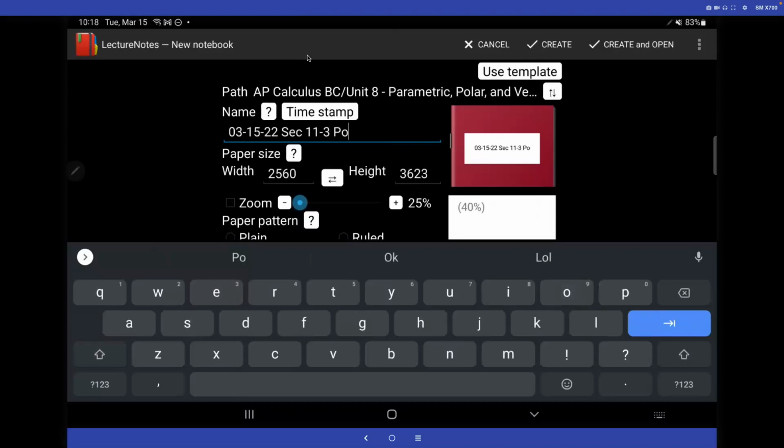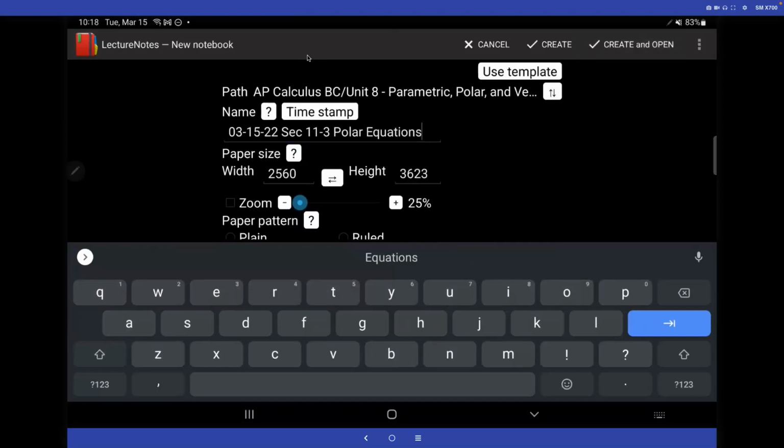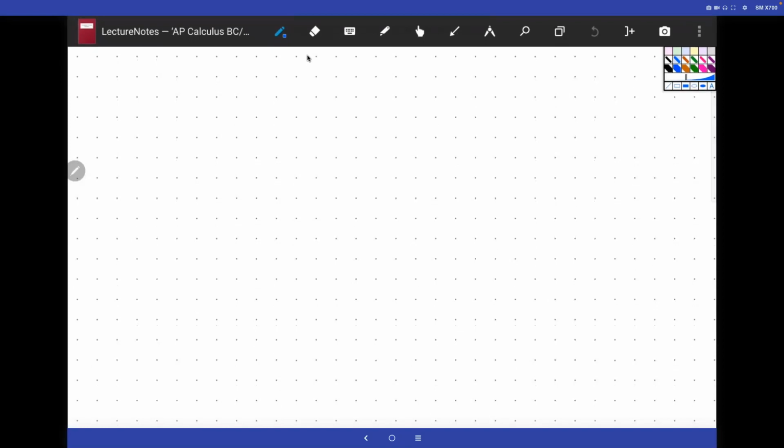I didn't have this ready. Sorry. Polar equations. Actually, I guess it's called polar coordinates. We're going to go with the book title. And we are going to talk about polar coordinates and equations. So there you go. So first, let's review polar coordinates.